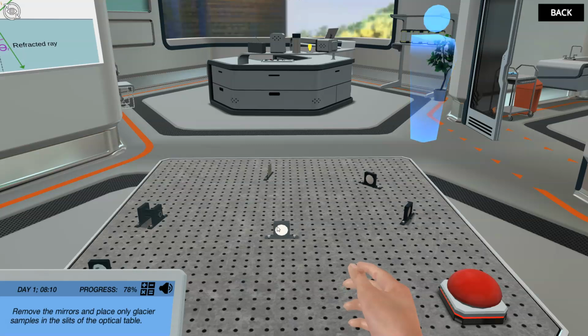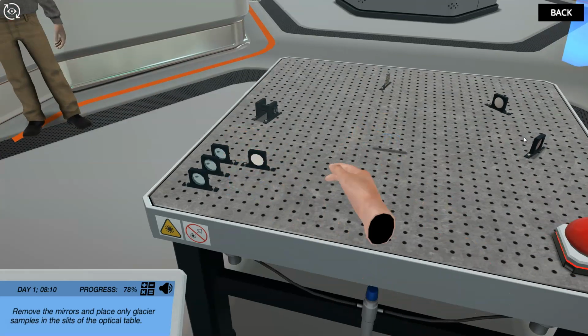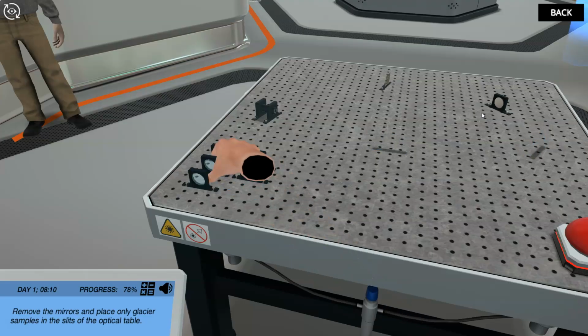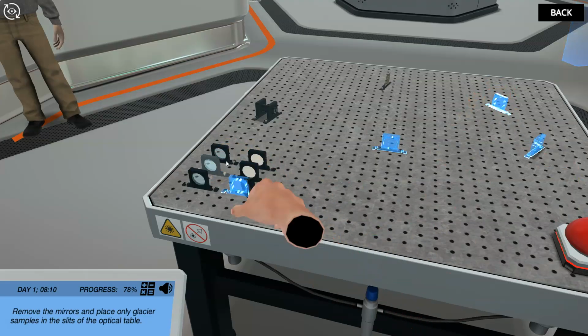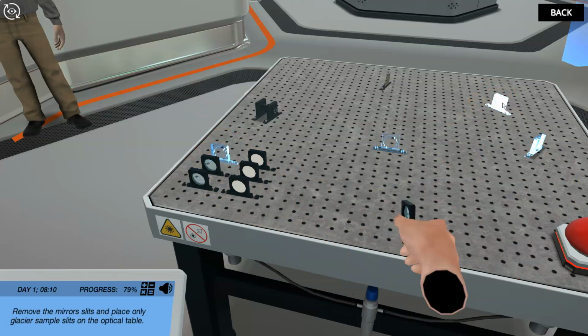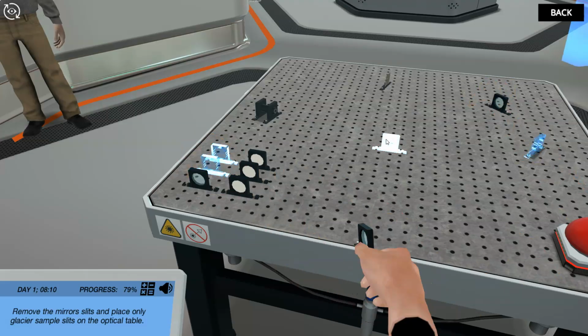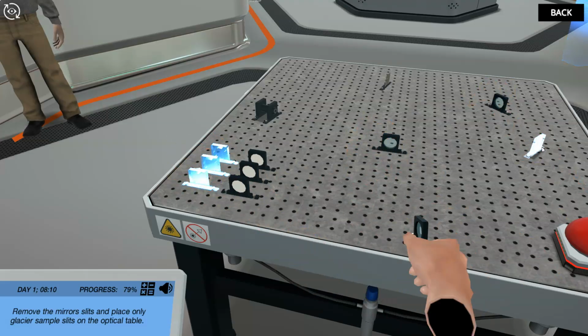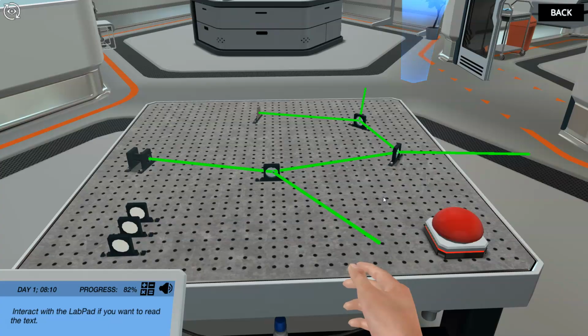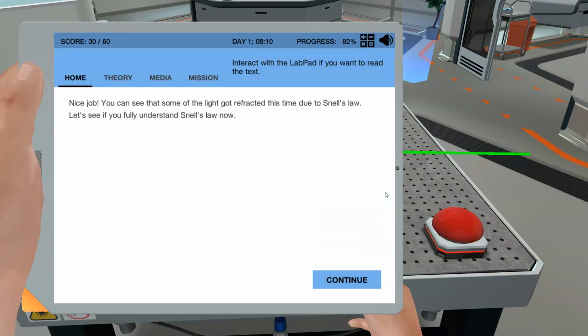Remove the mirrors and place only glacier samples in the slits of the optical table. Nice job. You can see that some of the light got refracted this time due to Snell's law. Let's see if you fully understand Snell's law now.